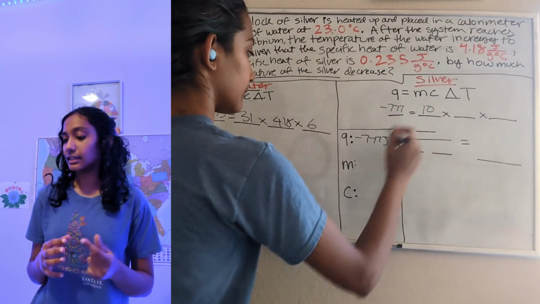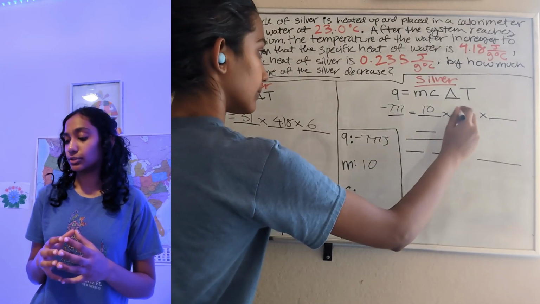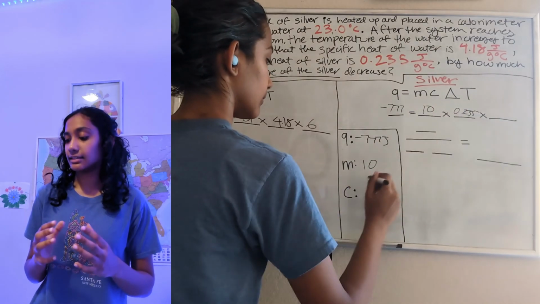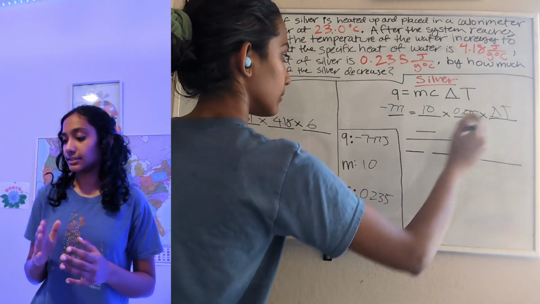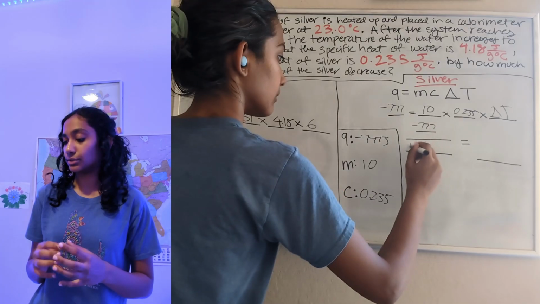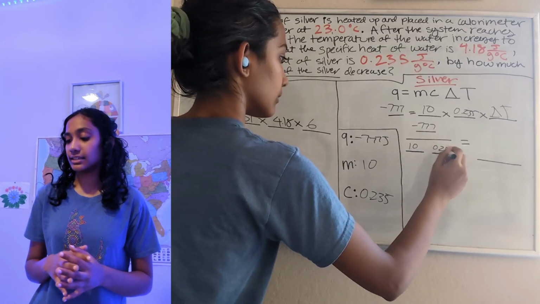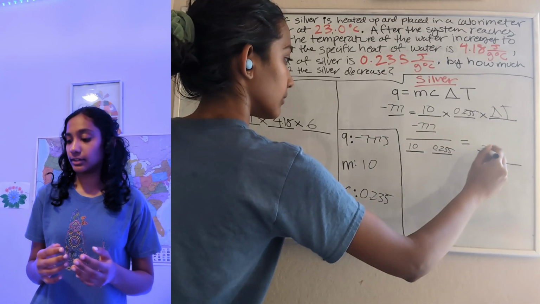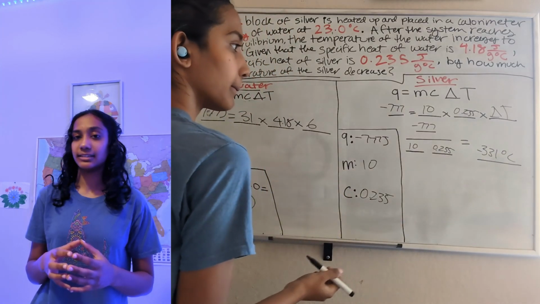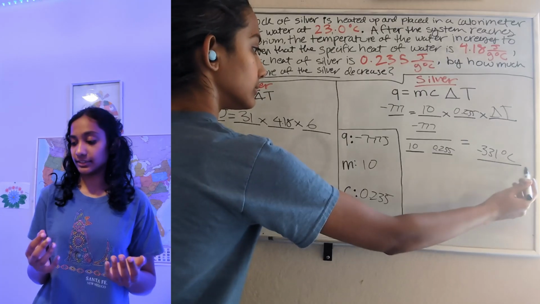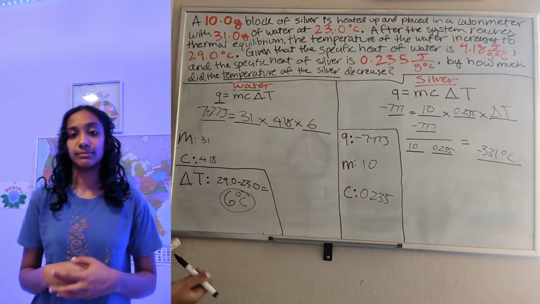Plugging Q, m, and c for silver into the equation, we get that negative 777 joules equals 10 grams times 0.235 joules per gram degree Celsius times delta T. Dividing negative 777 by 10 times 0.235 gives us a delta T of negative 331 degrees Celsius. This means that the temperature of the silver decreased by 331 degrees Celsius. That's some cold silver.